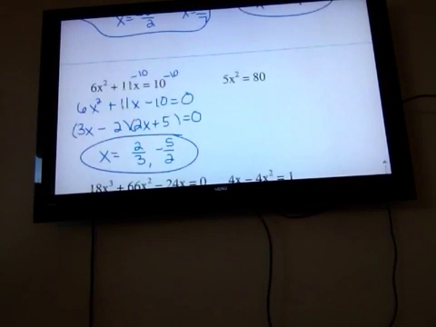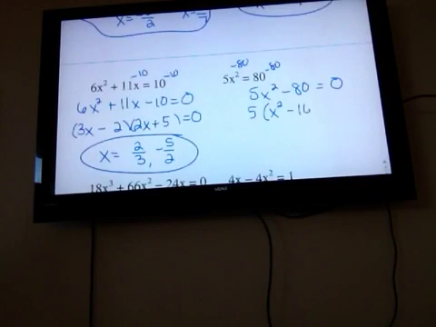Next one. Not equal to 0, so subtract your 80 to get it that way first. So 5x squared minus 80 equals 0. Is there a common factor? Yes, I can take out a 5. I have two terms. They're not going to be cubes. They are squares. So x squared is x times x. 16, 4 times 4, plus and a minus.